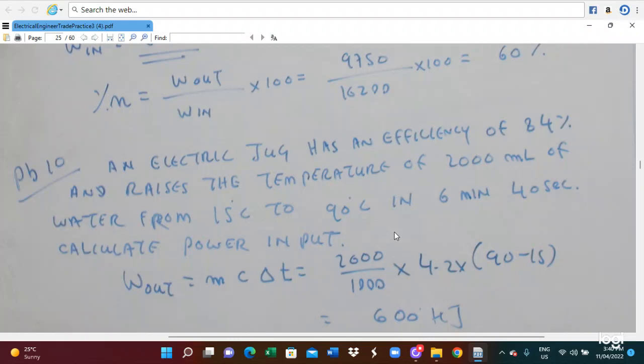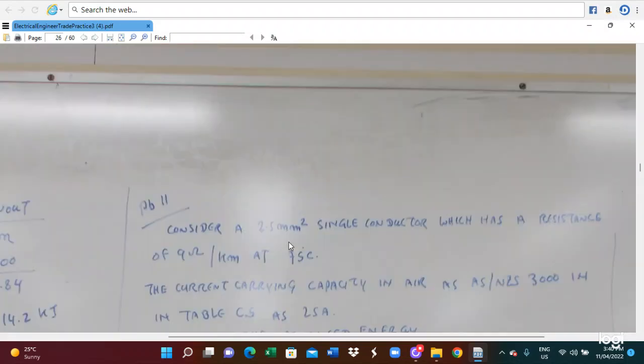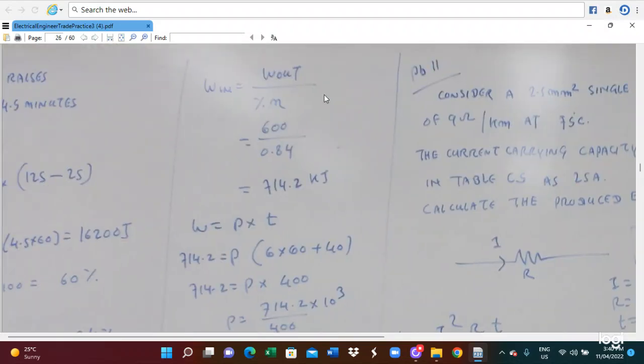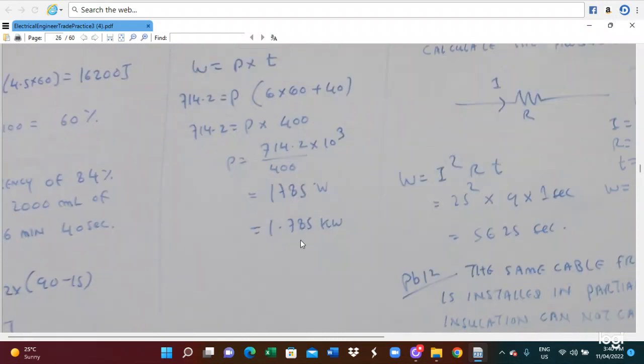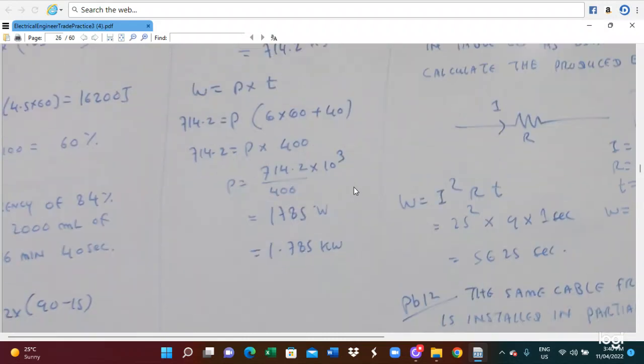Then we also find out the efficiency is 84%. So the output power is 600 divided by 0.84, so 714.2 kilojoule we got. Then energy equals P multiplied by T, so 714.2, and power is unknown. Time is 60 minutes or 40 seconds, so multiplied by 60 plus 40. Then you got 400, so we calculate the power equal to 1.785 kilowatt. We calculated.